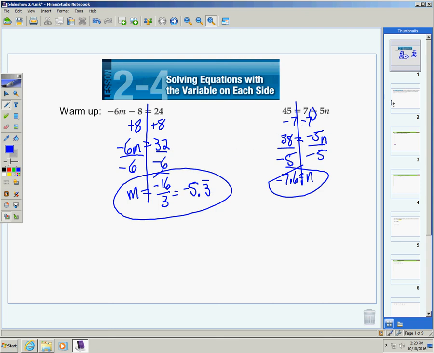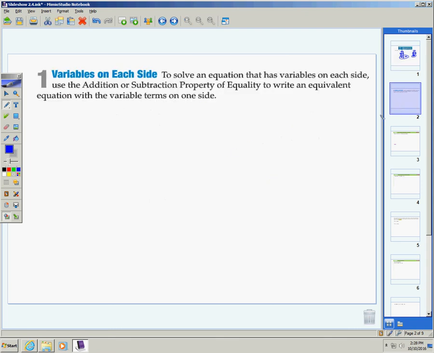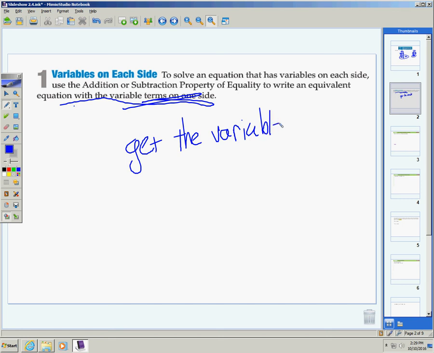And today we're going to be solving equations with variables on each side. And when you solve an equation with variables on each side, you want to get the variable terms on one side. So the first thing you need to do, get the variables on the same side.